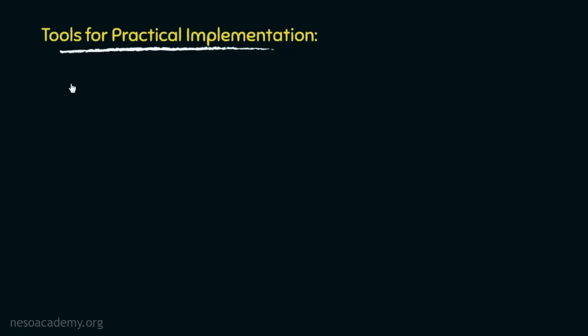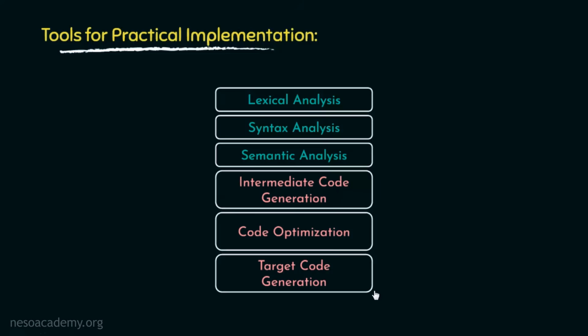Now let's observe the tools using which we can practically implement various phases of the compiler. So the compiler has 6 phases. In order to implement the lexical analysis phase, we can use the program called Lex. Lex is the standard lexical analyzer generator on many Unix-based systems. It reads an input stream specifying the lexical analyzer and writes the source code which implements the lexical analyzer for the C programming language.